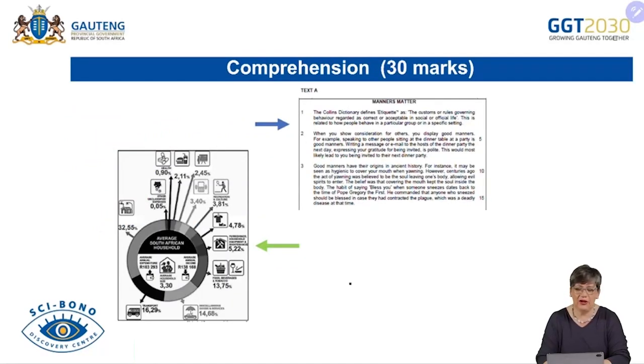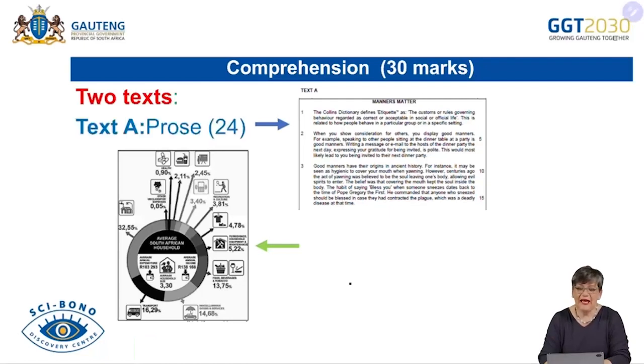Now let's start with the comprehension. You will be given 2 texts. The first text is a prose, in other words, a written text, and you will be required to answer questions there for 24 marks. You will also be given a visual text of 6 marks. Now remember, there is no relation between the prose and the visual text. And you don't have to try and find any connection between the two. They are 2 completely different texts.